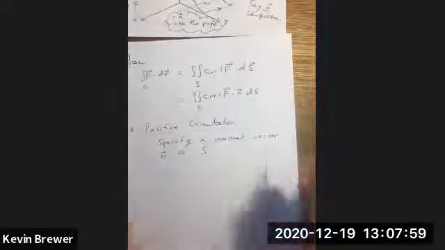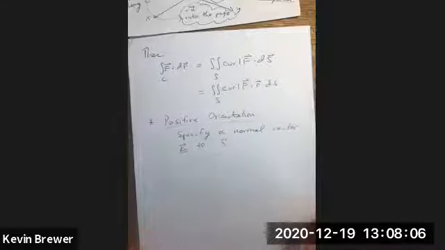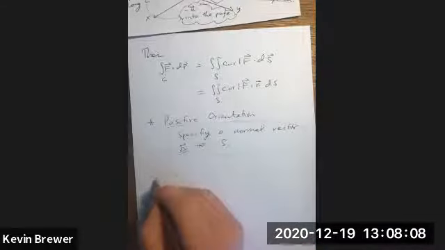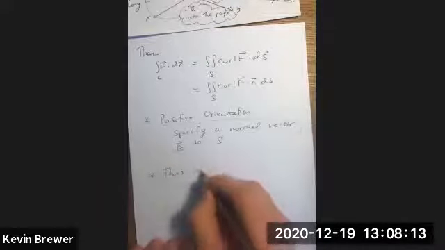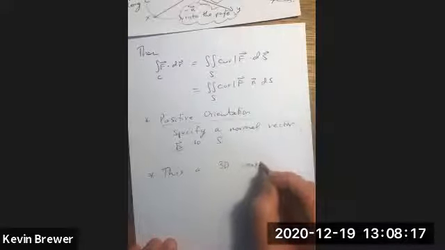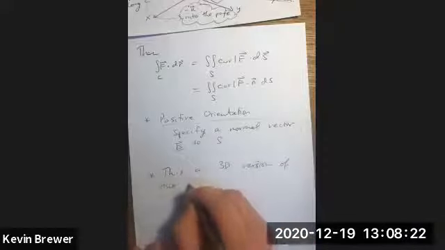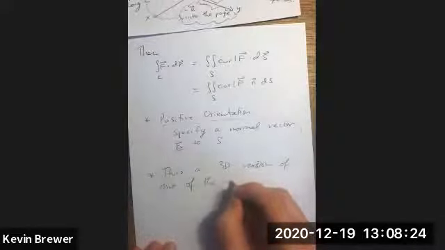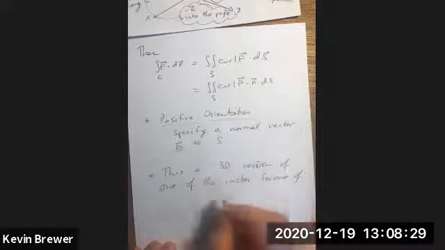Okay, so positive orientation is always subject to some given normal vector. I will just go ahead and state again, this is a 3D version of one of the vector forms of Green's theorem.